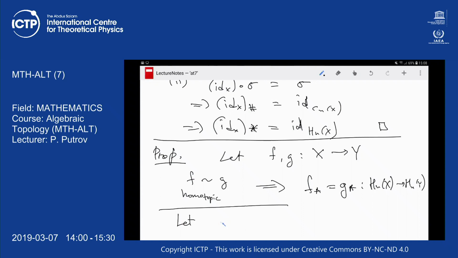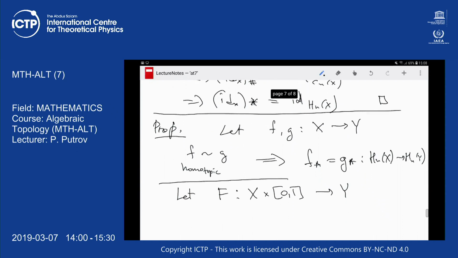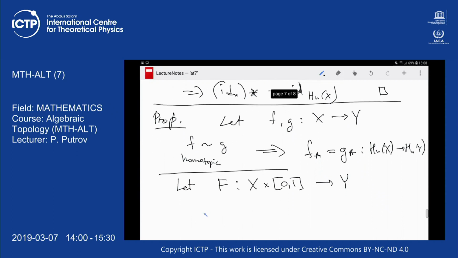They are homotopic. This means that there is a homotopy, that is a map from X times the unit interval to Y, such that F restricted to 0 is the same as F, and F restricted to 1 is the same as G.